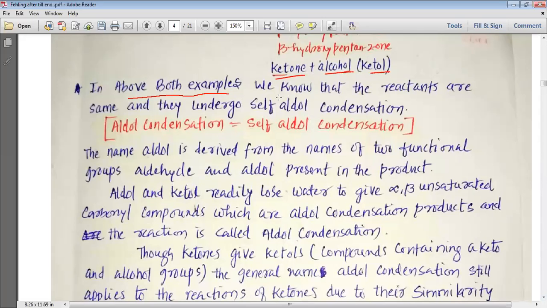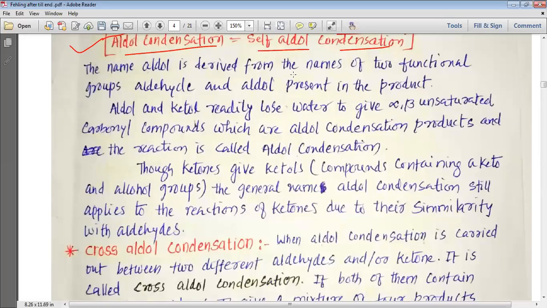In both the above examples, we know that the reactants are the same and they undergo self-aldol condensation or self-ketol condensation. Aldol condensation means self-aldol condensation. Whenever we use the word aldol condensation, we are talking about self-aldol condensation. Please remember, the name aldol is derived from the names of two functional groups, aldehyde and alcohol, present in the product.